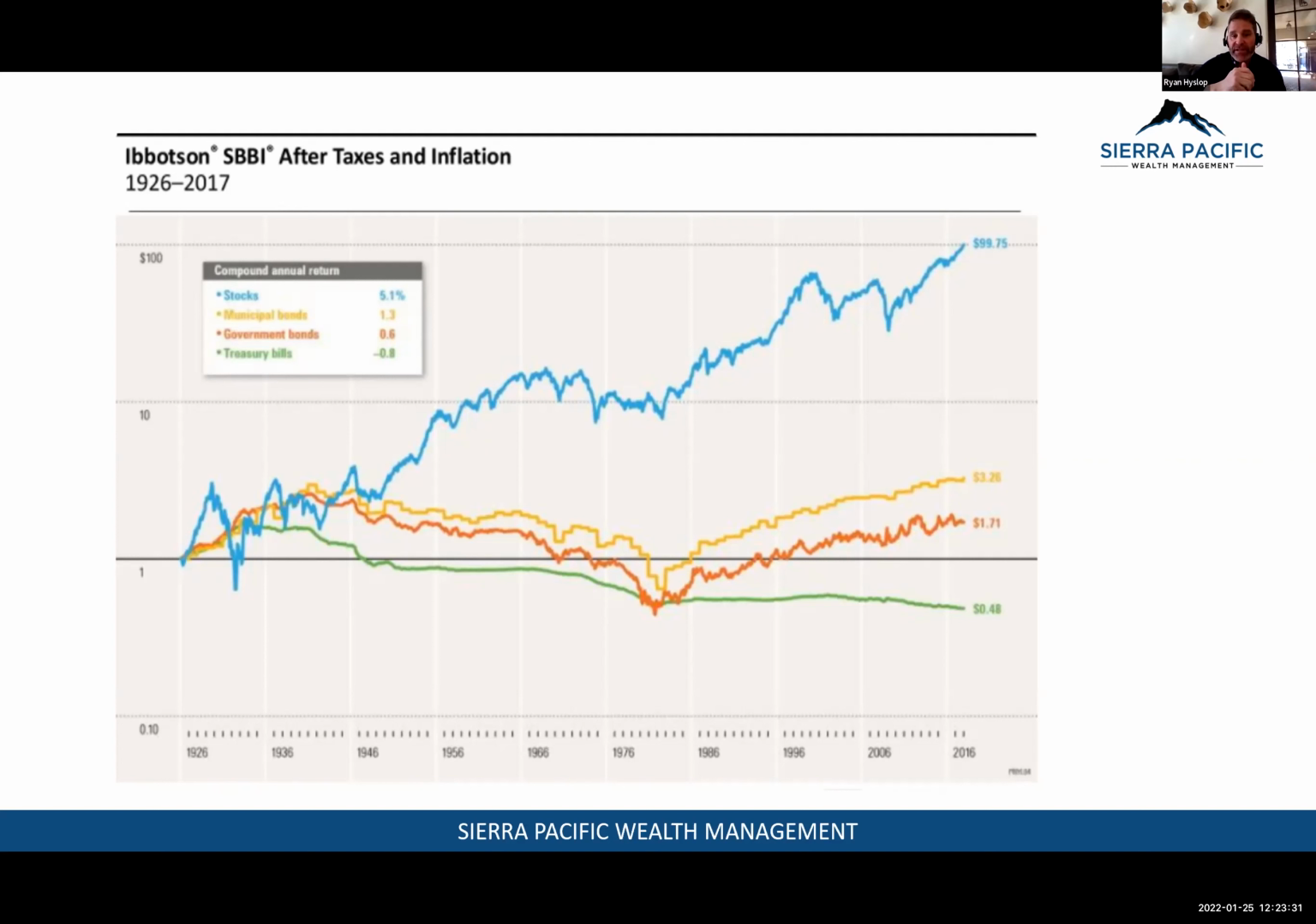You can see owning Treasury bills down there at the bottom, even though it feels great and you feel like you don't lose any money because you always get your money back, it's actually a negative real rate of return, meaning you're losing your purchasing power. Government bonds barely eke out a return. Even municipal bonds barely eke out a return. And stocks become literally one of your only safe havens against an inflationary and tax environment. Next slide.